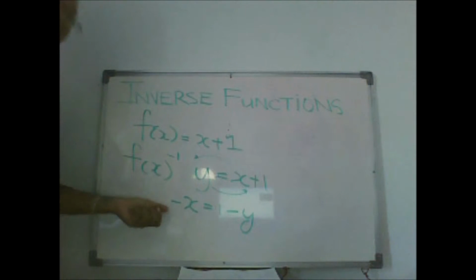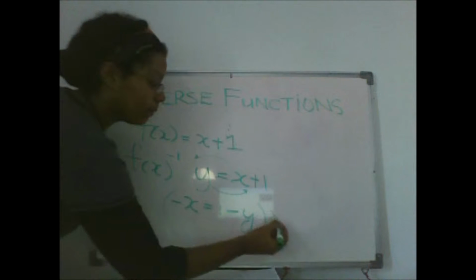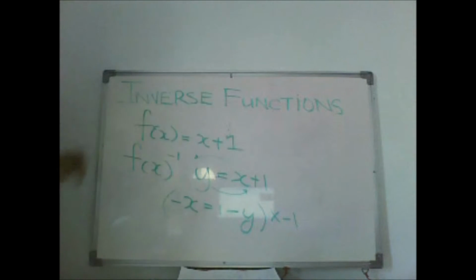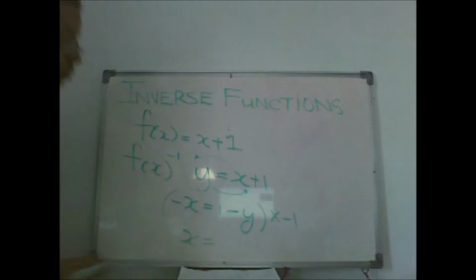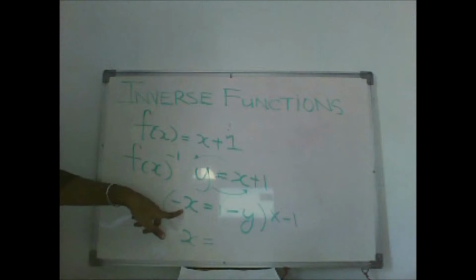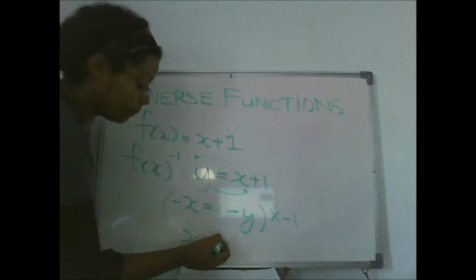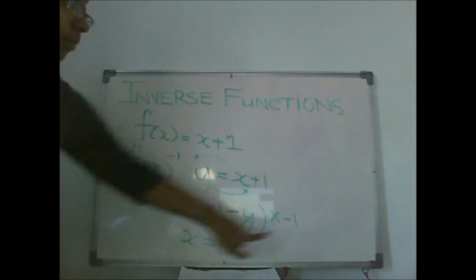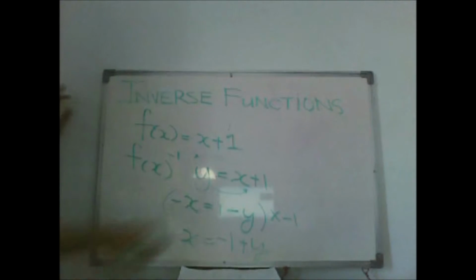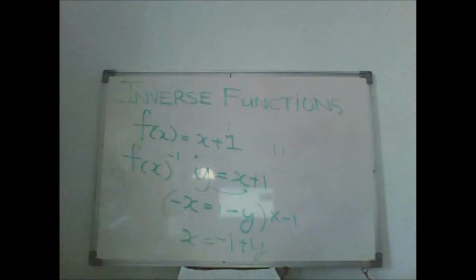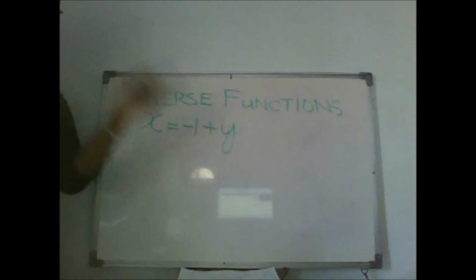Now, we can't leave x negative, so what we can do is multiply by negative 1 to make it positive. So we have x is equal to negative 1 times negative x gives us x. Negative 1 multiplied by 1 gives us a negative 1. And negative 1 multiplied by a negative y gives us positive y. So now that we solve for x, we have x is equal to negative 1 plus y.